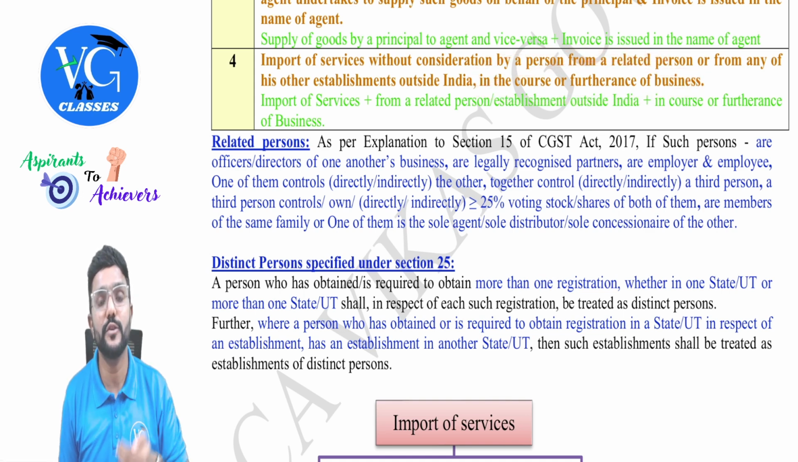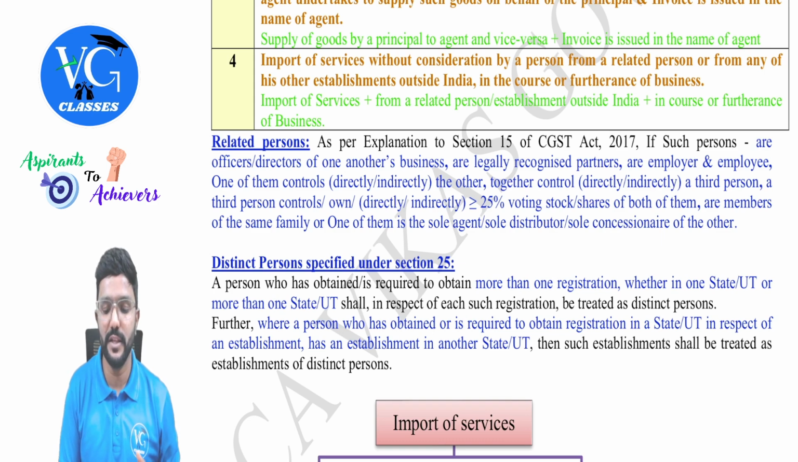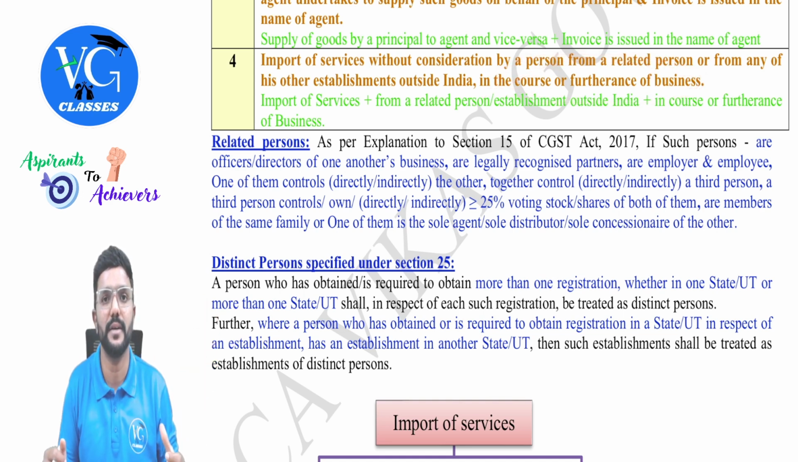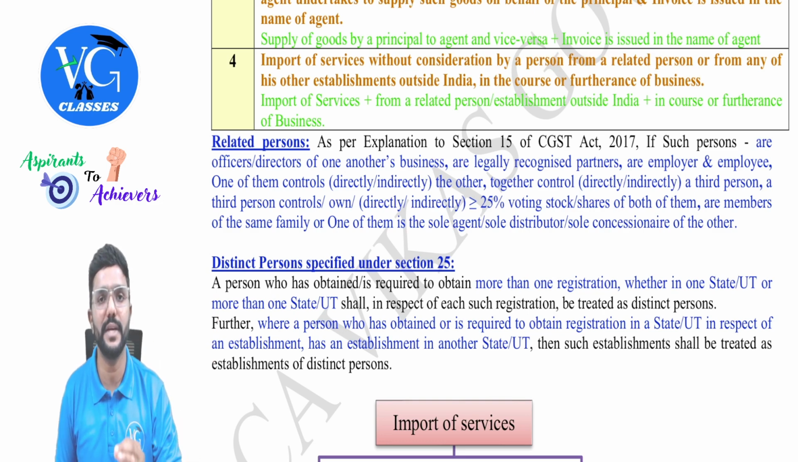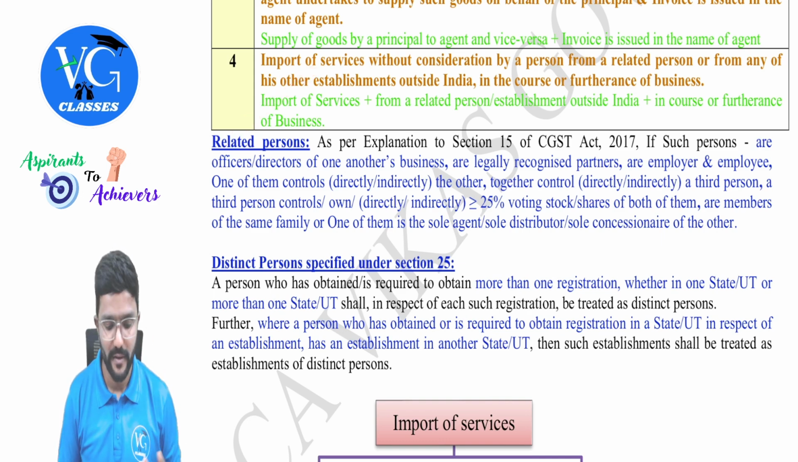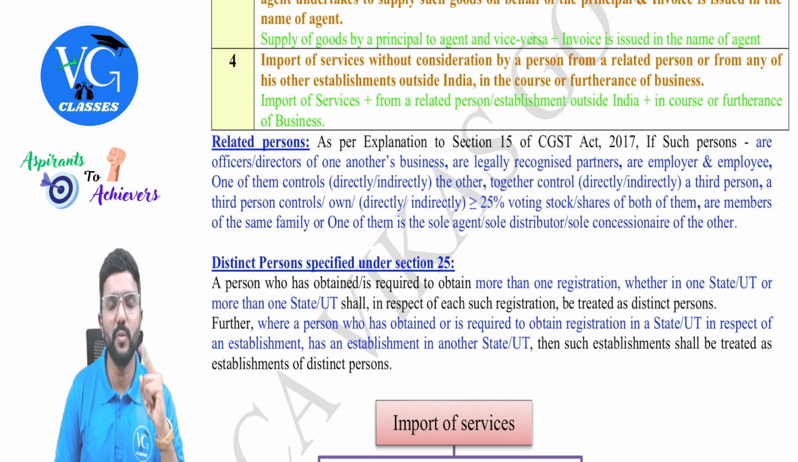The recipient. Because in case of import of services, whom are we targeting? The importer. He or she is the one who is supposed to pay tax under the reverse charge mechanism, guys. Whenever we see this phrase, in the course or furtherance of business, normally it will be for the supplier because they are the ones liable to pay tax under forward charge. But when it is import of services, we always know that it is taxable under reverse charge. So we need to check it for whom? The recipient, guys. So what are the prerequisites here? Import of services should be there from a related person or establishment outside India, and it should be in the course or furtherance of business. If any one of these is missing, then it is not a supply as per para 4.